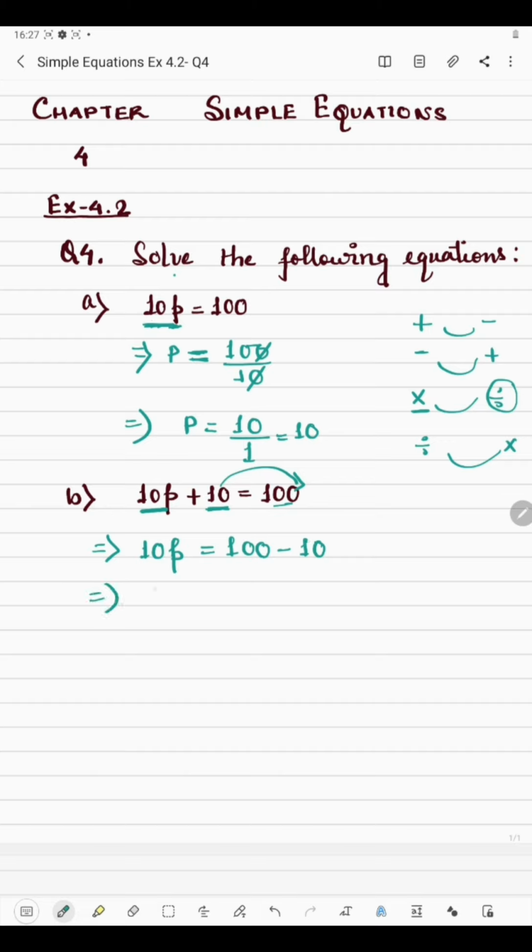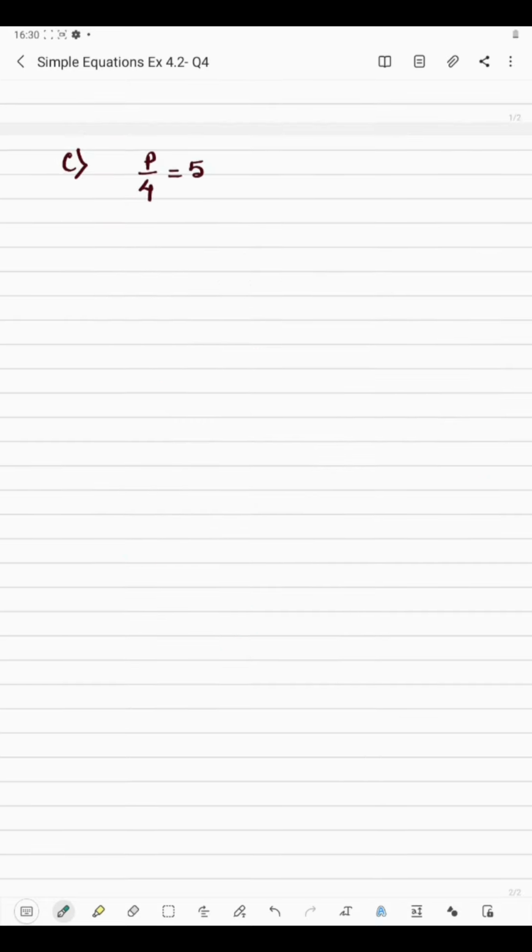Now 10p will be as it is, equal to 100 minus 10, which is 90. Now 10p means 10 is multiplied by p. So how to find the value of the variable p? It is equal to 90 divided by 10. Why? If it is given in multiplication form, then we will have to do division. So 90 divided by 10. Now we'll cancel 0. After cancelling zeros, we have 9 by 1, which means 9. So the value of the variable p is 9.